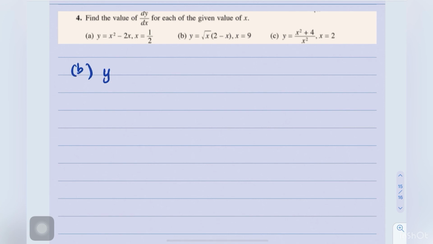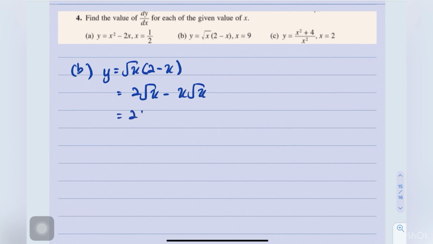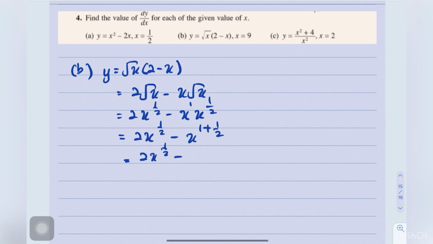B, y equals square root x times (2 minus x). Find dy/dx. First of all, you have to simplify first. We expand. We get 2 square root x minus x square root x. So 2x^(1/2) minus x times x^(1/2). X meaning that x to the power of 1. So we simplify to 2x^(1/2) minus x^(1+1/2), so 2x^(1/2) minus x^(3/2).